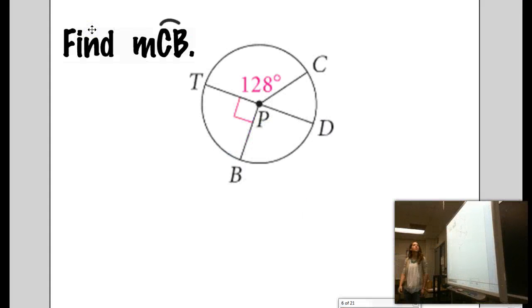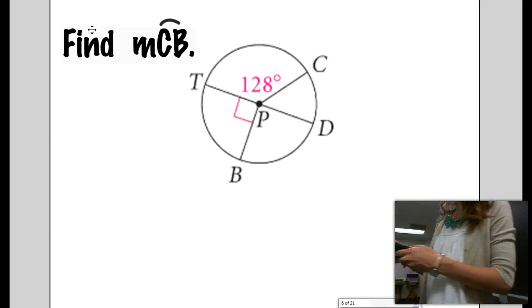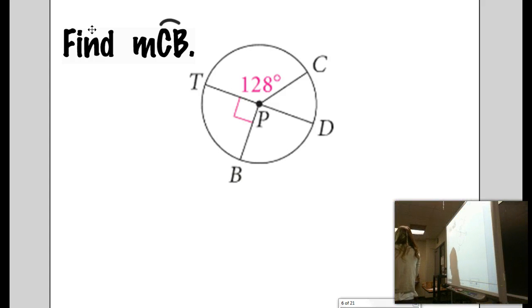First problem. Please find the measure of arc CB. Two letters means it's a minor arc. That means your answer should be less than 180. Don't yell it out, just write it on your whiteboard. No need to yell it out. The one that starts at C and ends at B.